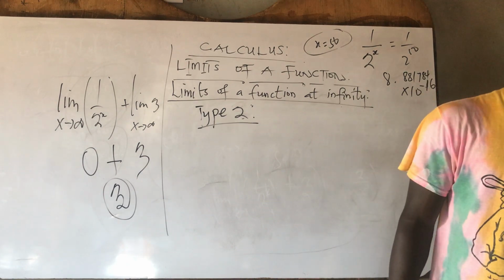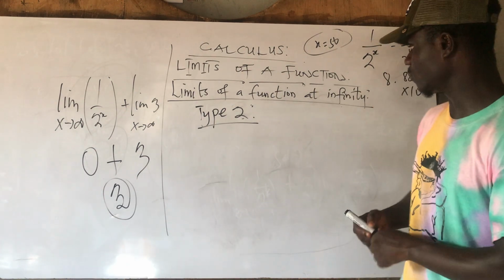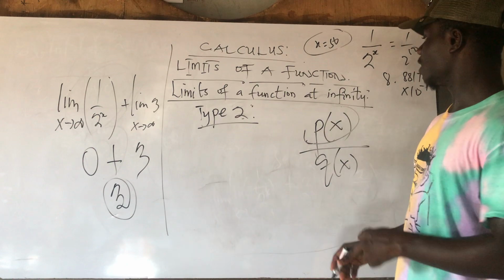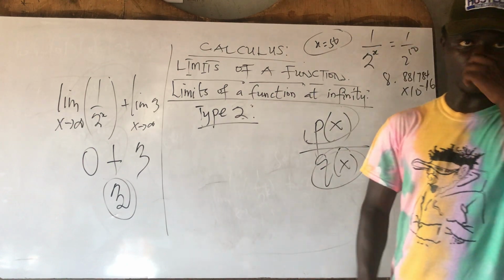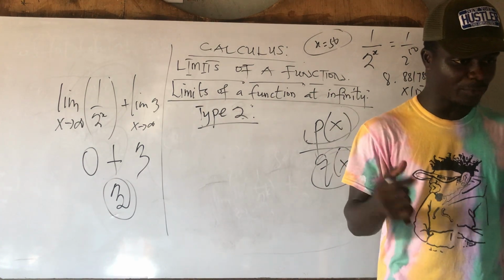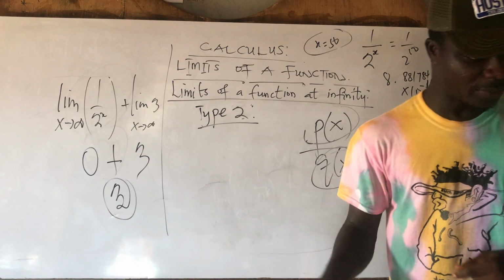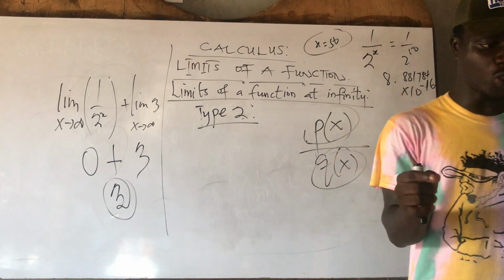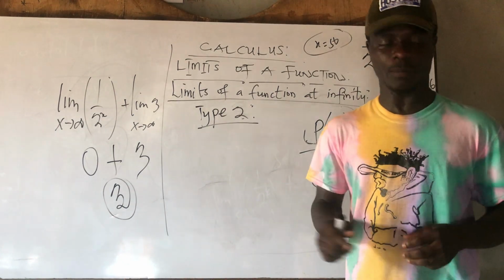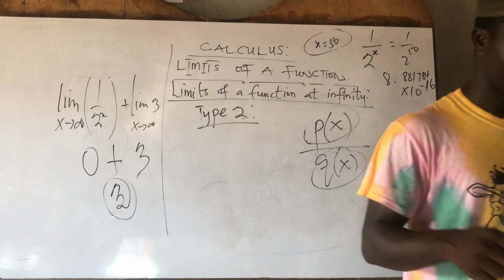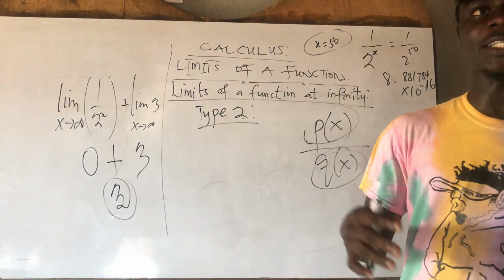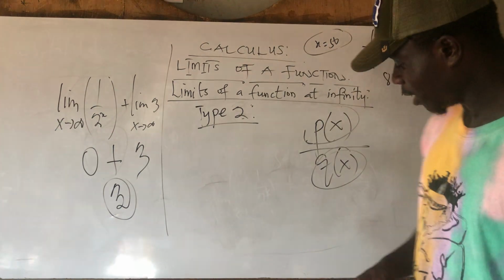Alright. In general, for all rational functions, which can be expressed as P of x all over K of x, where P of x is a polynomial and K of x is a polynomial, limits at infinity can be found by dividing the numerator and the denominator by a suitable power of x, usually the highest power. So now, let's see what we mean here.